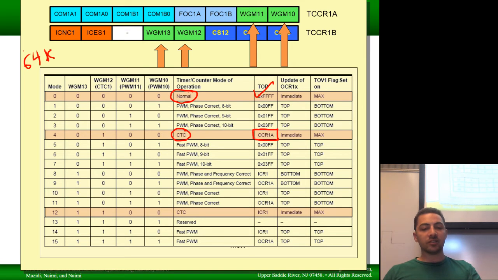There is another CTC mode, and this one counts up to a new register. It's just a register. It's a 16-bit register called ICR1. When we get to the end of the chapter, we'll talk about what else ICR1 is used for, but it's handy. The reason it's handy is as follows. Let's just go over a quickie example here.